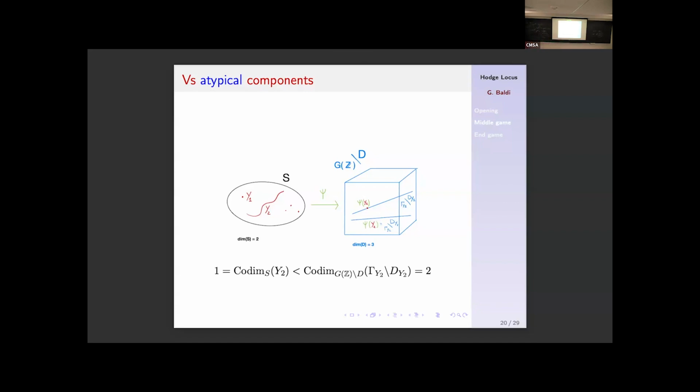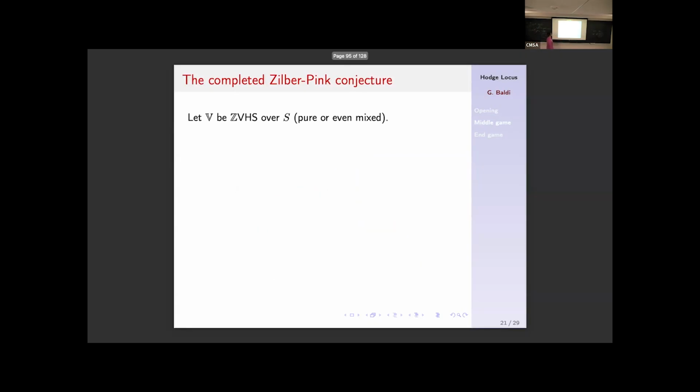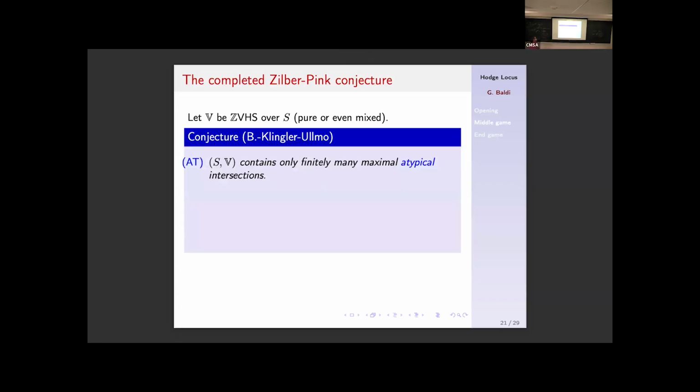That's something that we should say, oh wow, should be rare, right? These points have nothing special here, but this Y2 is a gem, a rare object, and it should have a meaning, and we should investigate it, because it's not so common to find such a thing. There's a conjecture describing this picture, which is called the completed Zilber-Pink conjecture. It tells us that our pair S, V contains only finitely many maximal atypical intersections. So the atypical components are rare, and they should appear only finitely many times, whereas the typical ones should be easy to find, if you can find them.